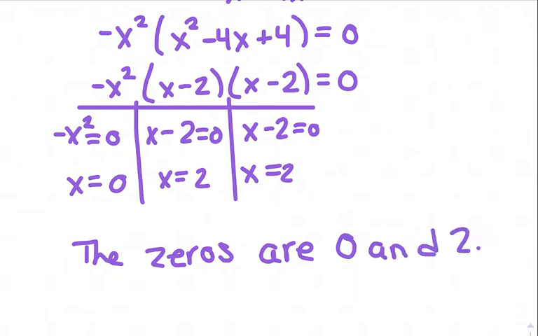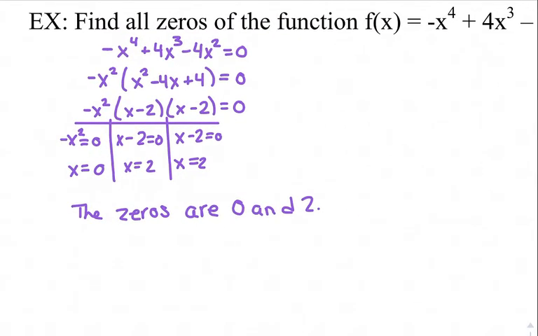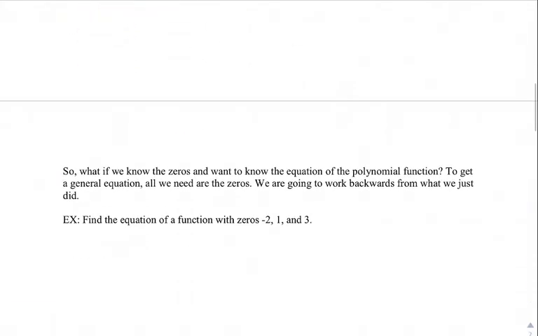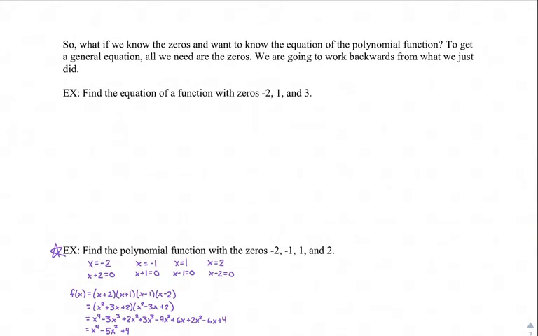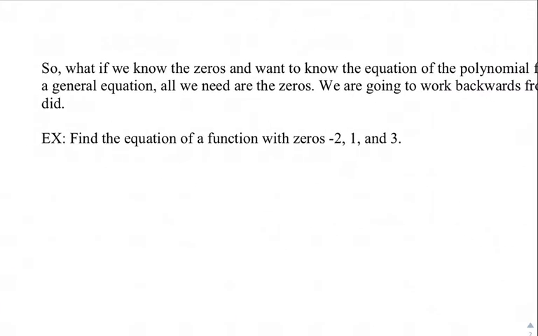Just to recap, in order to find the zero of a function, all you have to do is set it equal to 0, just like you would when you're finding your x-intercepts. So part 2 of today is, what if we know the zeros, but then we want to find the function that goes along with it? In this first example, we're going to work backwards.